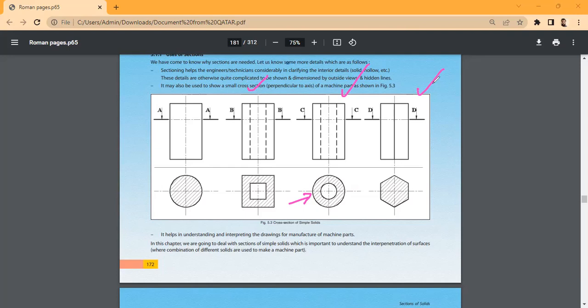It's a hexagonal prism, with a cutting plane parallel to HP and perpendicular to VP below its top side. Yes, correct. Clear. So the concept is clear. Very good.